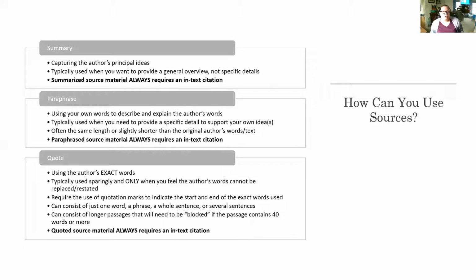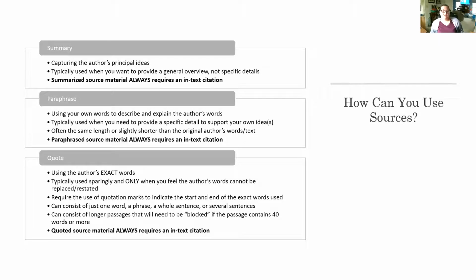So, how can you use sources? We've mentioned this briefly. We're going to talk about it a little more here. The first way is through a summary. Remember, a summary is where you are capturing the author's main idea, right? Not the details, not the supporting examples, but the overall principal ideas of that piece, whether it's a website or a journal article or a documentary. If you're giving a summary, it's just a basic overview of the main ideas.